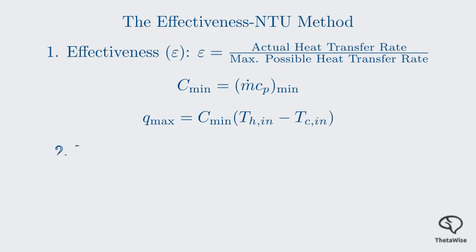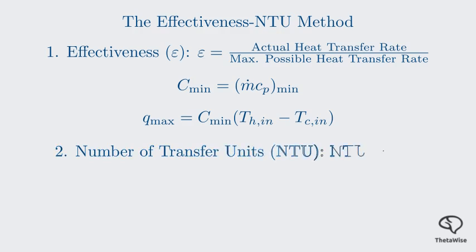The second parameter is the number of transfer units, or NTU. NTU is also a dimensionless number and represents the size of the heat exchanger. It's the product of the overall heat transfer coefficient and the area, divided by the minimum heat capacity rate. NTU can be seen as a ratio of the thermal conductance of the heat exchanger to the thermal capacity of the fluid with the smaller capacity.